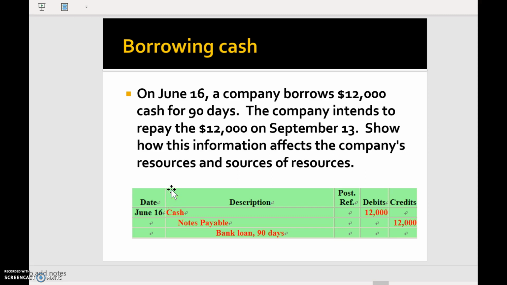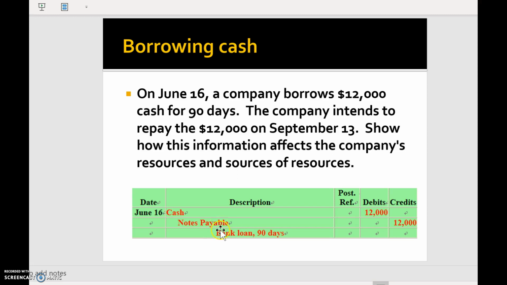I'm going to focus on two main points of this chapter. The first one is notes payable. So in this example, the company borrowed 12,000 dollars cash for 90 days on June the 16th, and it will be paying back the principal, which we call the borrowed money, on September 13th. How does that affect our company? Obviously, cash increases because we borrowed money, and liability increases as well.